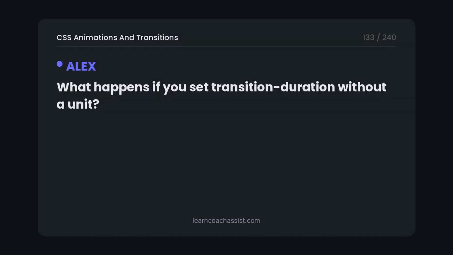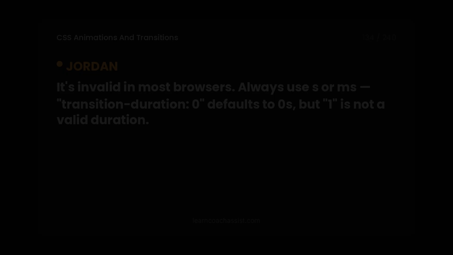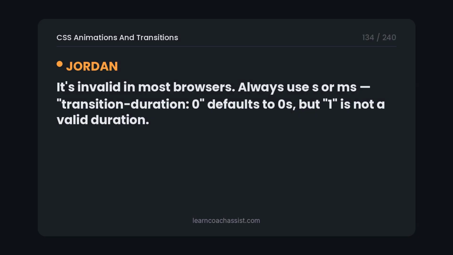What happens if you set transition-duration without a unit? It's invalid in most browsers. Always use s or ms as the transition duration. 0 defaults to zero, but 1 is not a valid duration.